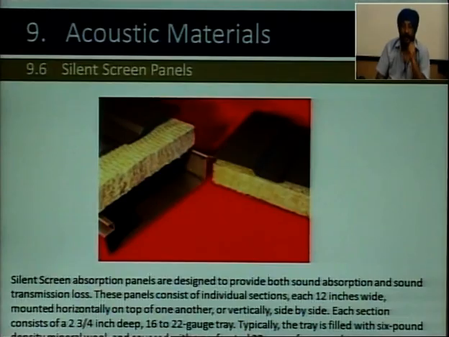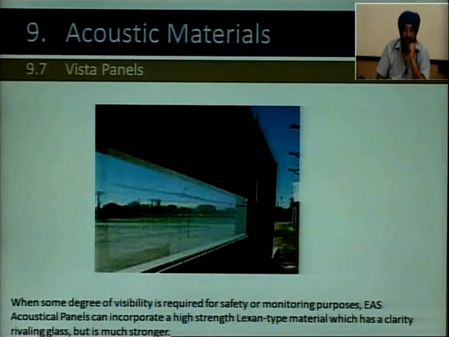So, there is something called silent screen panels. We also have vista panels, how wonderful. So, there are certain kinds of panels which give you a view also, and at the same time also help in absorbing sound. These are called vista panels.